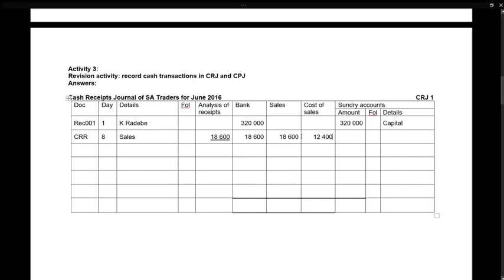In other words, we had sales of 18,600. Cost of sales, remember, we bought the trading stock for 12,400 and we sold it for 18,600. Bank will be debited, sales will be credited, cost of sales will be debited, and trading stock will be credited. Always like that when you have cash sales.